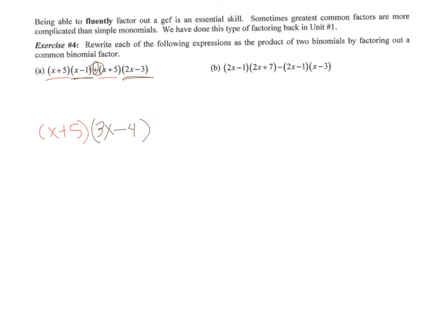Letter B. I have 2x minus 1 is the same. But I have 2x plus 7 minus x plus 3, so I'm going to rewrite that real quick. I have 2x plus 7 minus x minus negative 3, which becomes positive. So 2x minus 1x is x, 7 plus 3 is 10.